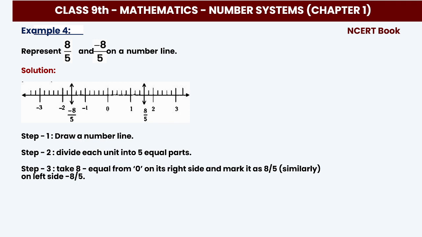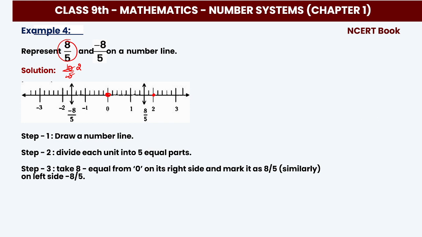Now represent 8 by 5. So what we will do here? Divide this portion into 5. Right? Or simply just understand it. 10 by 5 करेंगे तो कितना आएगा? 2 आएगा. Right? तो 0 से लेकर 2 तक हम क्या करेंगे?